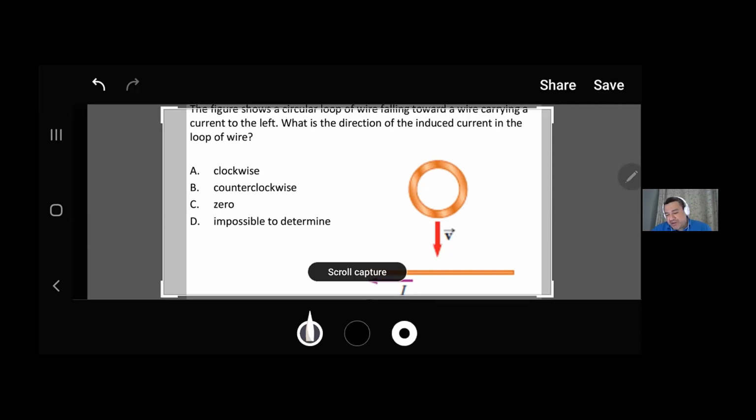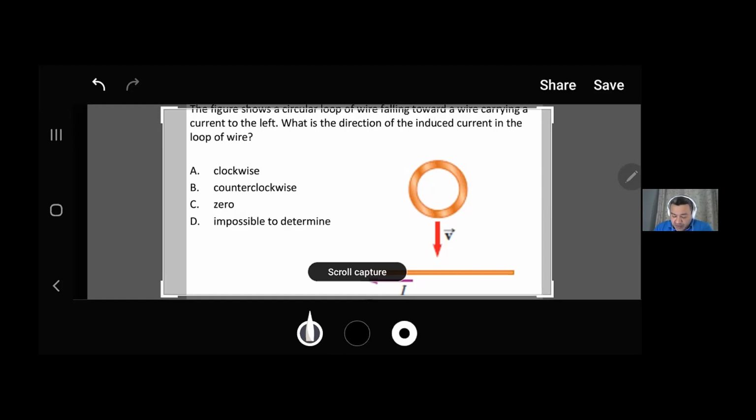Yes, C and D, or there is E, more than one of the above. But yes, only C and A are the ones that induce electromotive force. No, the answer is A and C. Okay.